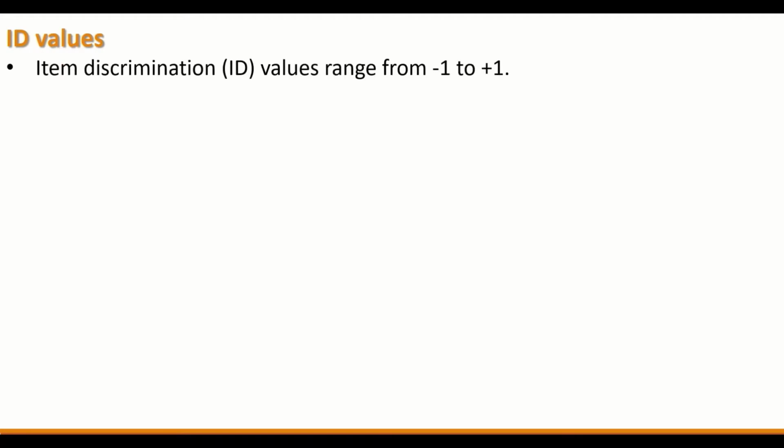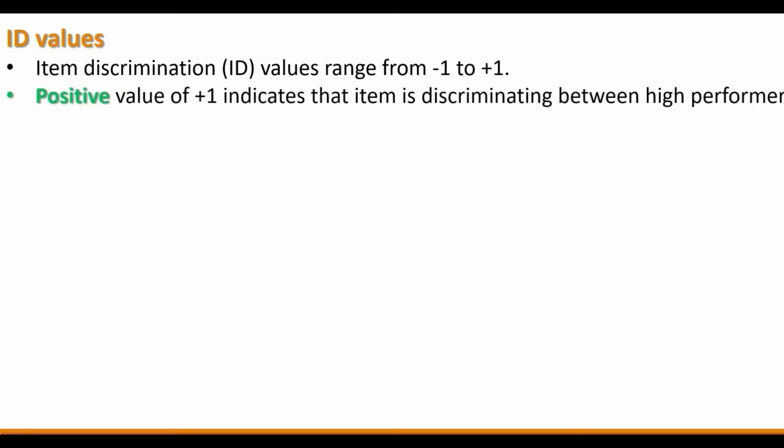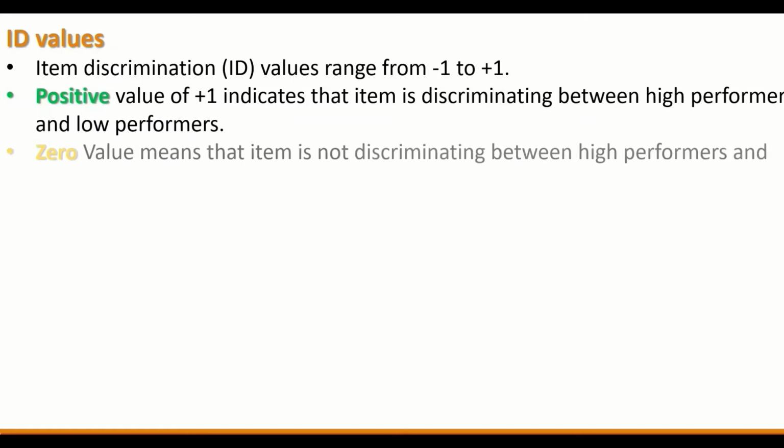Now, the item discrimination values range from -1 to +1 based on Kelly's equation. The outcome of the calculation has a range of -1 to +1. A positive value of +1 indicates that the item is discriminating between high performers and low performers, and +1 indicates a perfectly discriminating item.